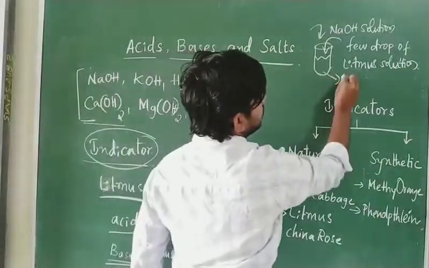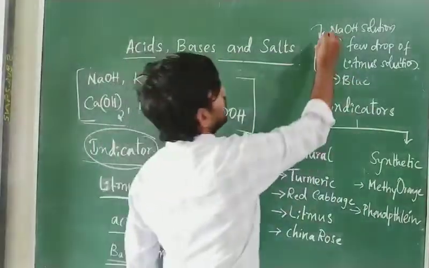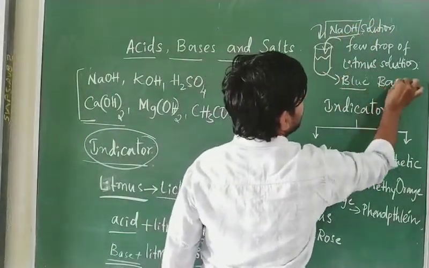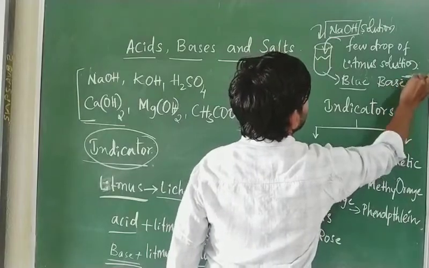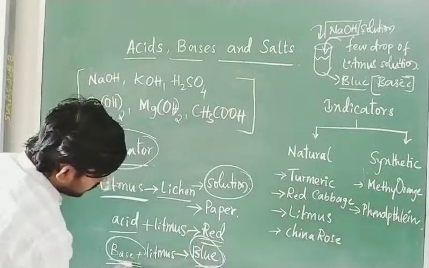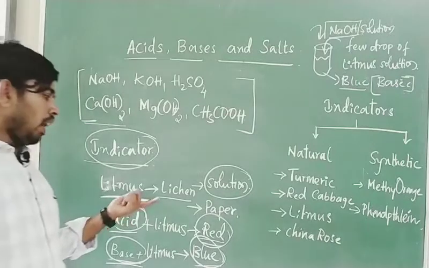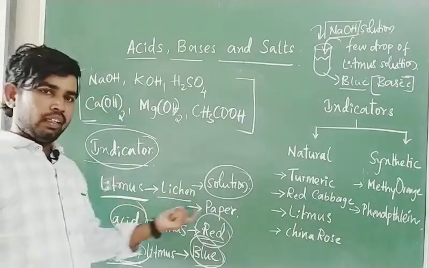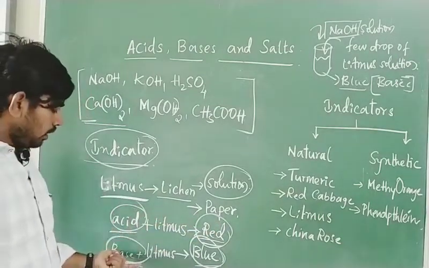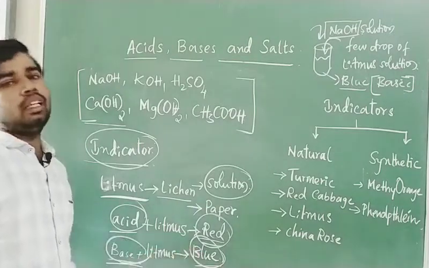If the color is blue, then this NaOH we are going to call a base. It is a basic substance because litmus will show blue color in basic solution and red color in acidic solution. If it is an acid, after addition of litmus it turns red. If you take a base and add the litmus solution, it turns blue, then it is called a base.